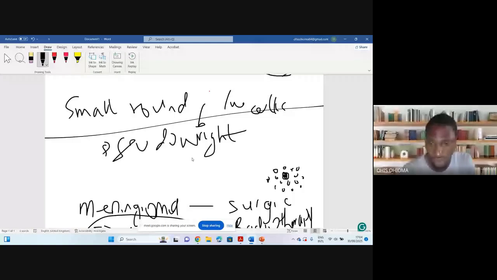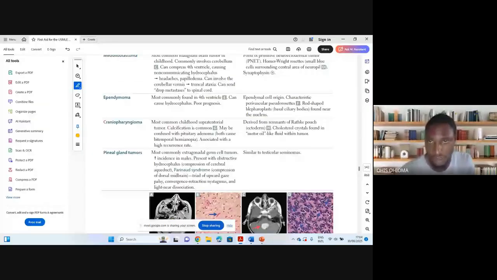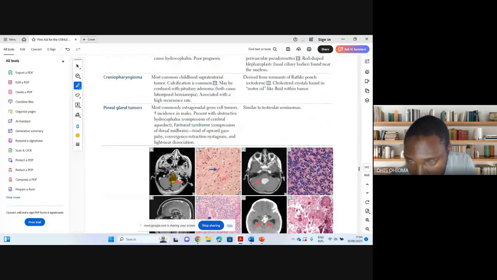So let me show you guys how it looks like. Homer Wright rosettes, you can call them pseudorosettes. So this is basically it. It forms like a rosette. I don't know who told me that these things look like beads. And then there's a central structure here called the neuropil. It's not like necrosis like the other ones that you have. It's more like a neuropil, which is like connective tissue that's associated with a medulloblastoma, basically.